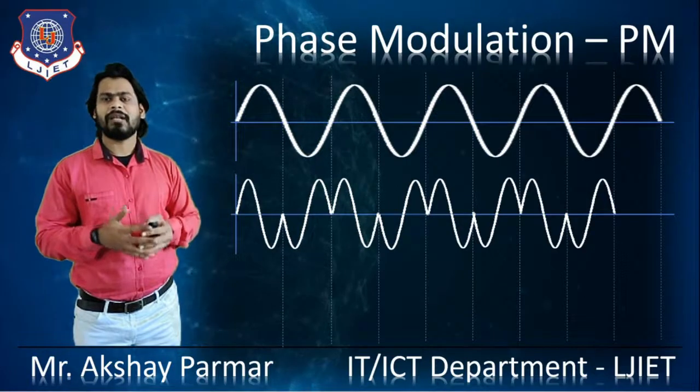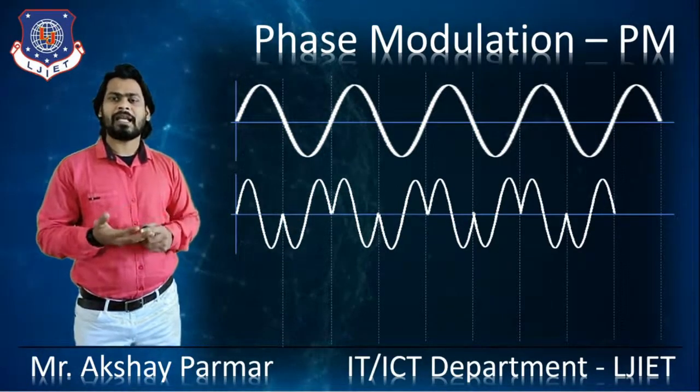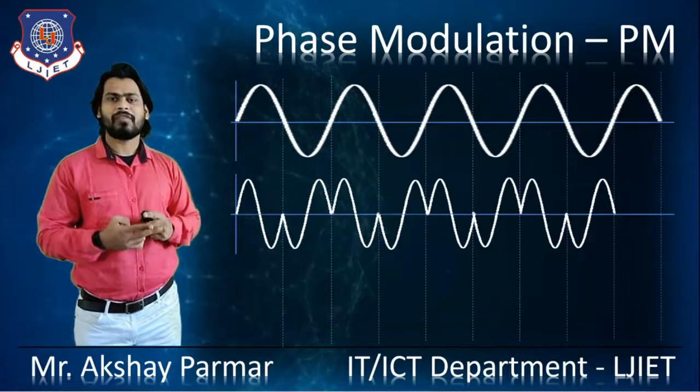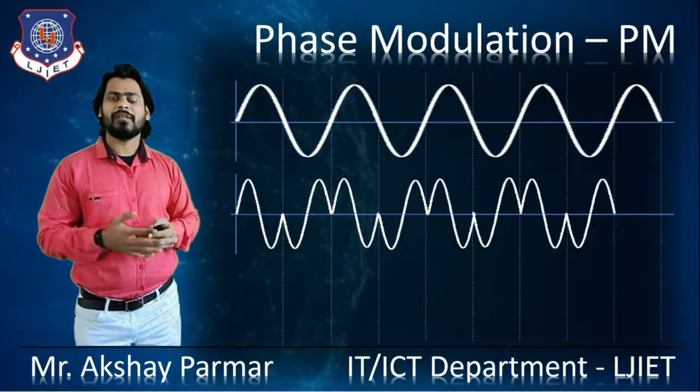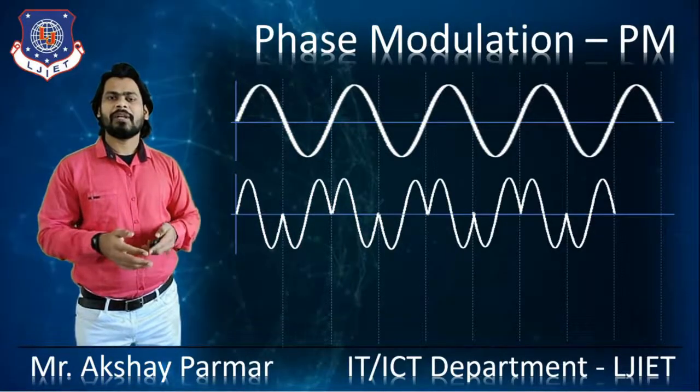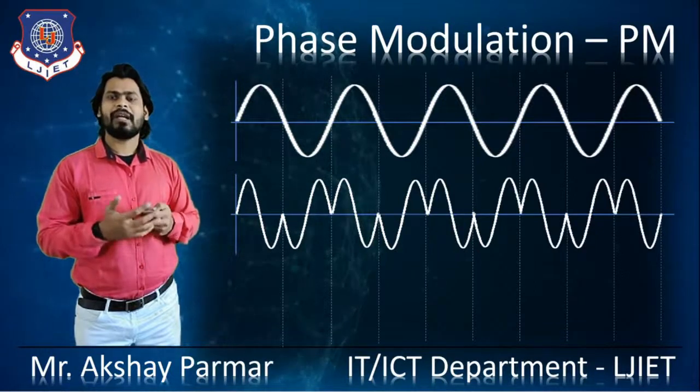So we have seen the analog to analog techniques, right? In that there are three techniques: amplitude modulation, phase modulation, and frequency modulation, and we have seen them briefly with an example, right?